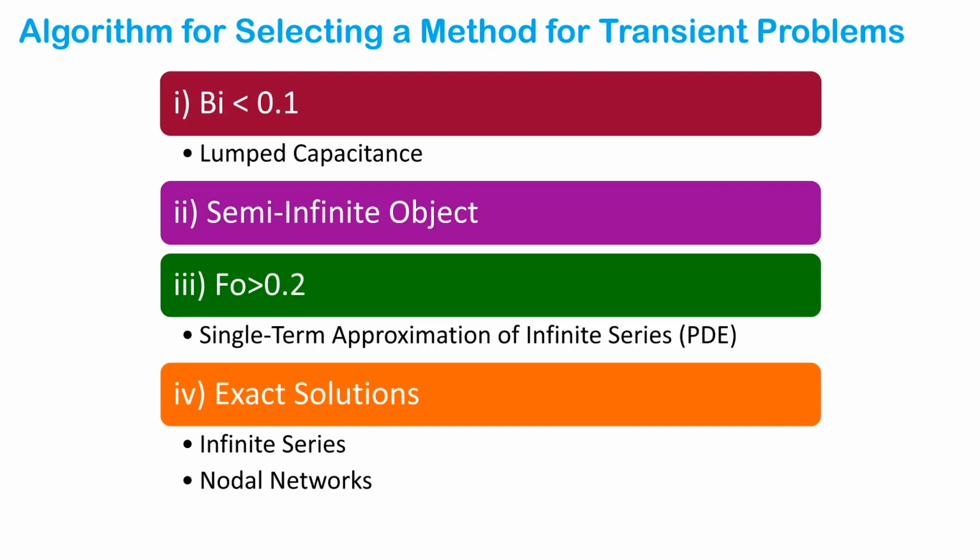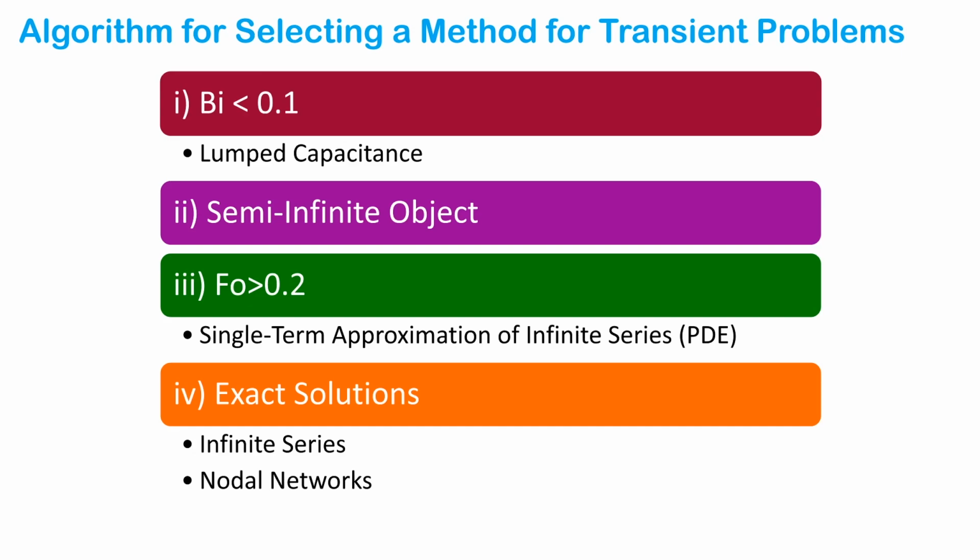Before we finalize this chapter, I would like to talk about 4 different methods that we have covered so far. And I would like to talk about what should be the thought process to decide which equation we should use. So these methods were lump capacitance method, semi-infinite objects, spatial solutions with approximate series, and exact solutions.